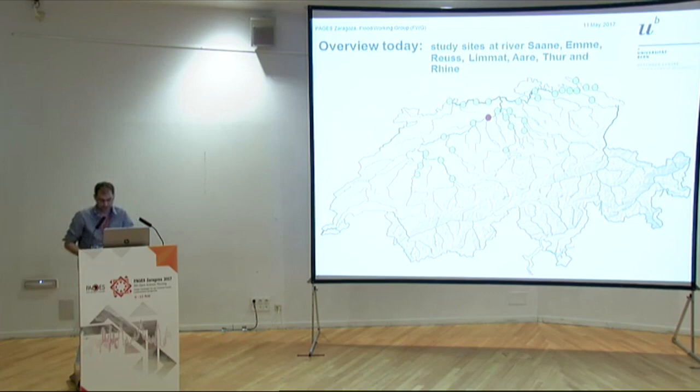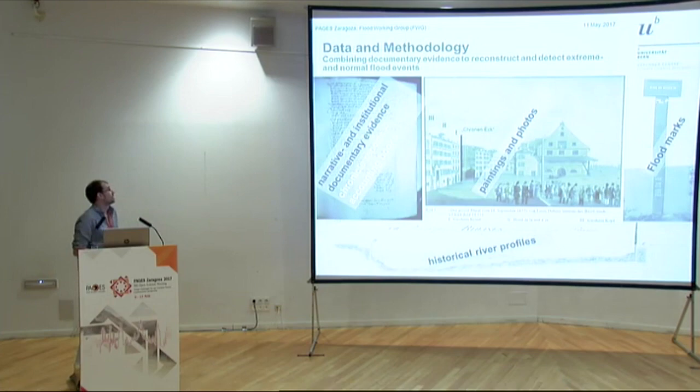Now to the data and methodology part. It's about combining documentary evidence to reconstruct flood levels, and then looking at historical river profiles to assess and calculate the discharge. So we are using narrative and institutional documentary evidence. This could be chronicle reports or accounting books. We also use paintings, if available, and photos in the 19th century. And for sure, we are using flood marks, if available. The historical river profiles in Switzerland, usually in the bigger towns, are available since the early 19th century and in some cases since the late 18th century. We believe them, in most cases we check them naturally, but we believe them to still show the situation of the pre-instrumental period.